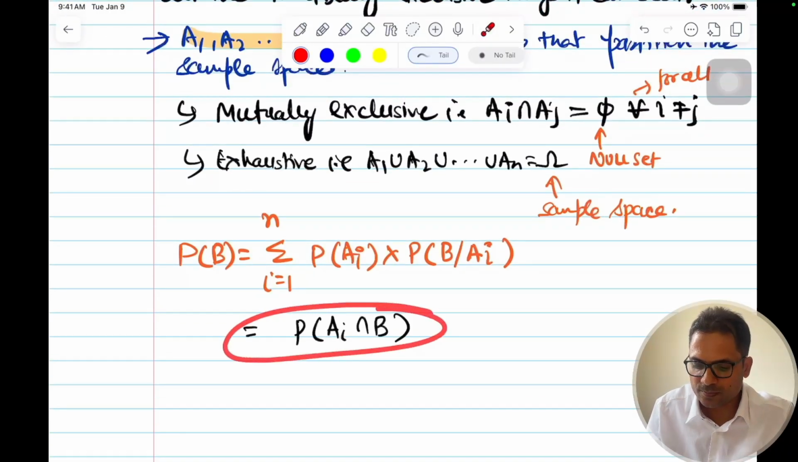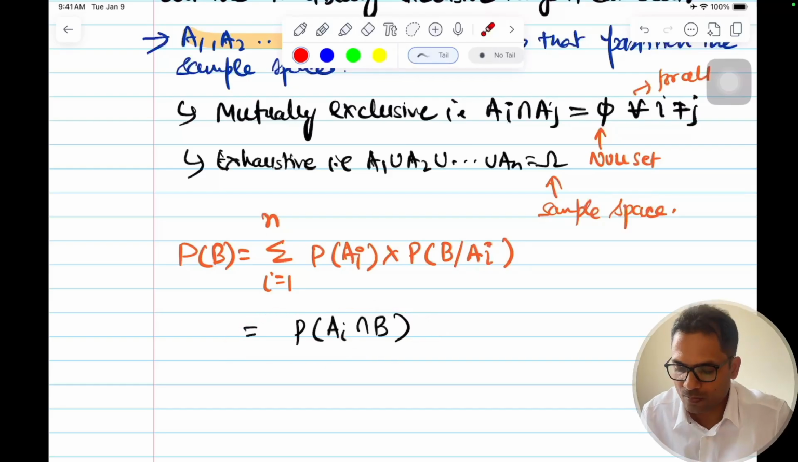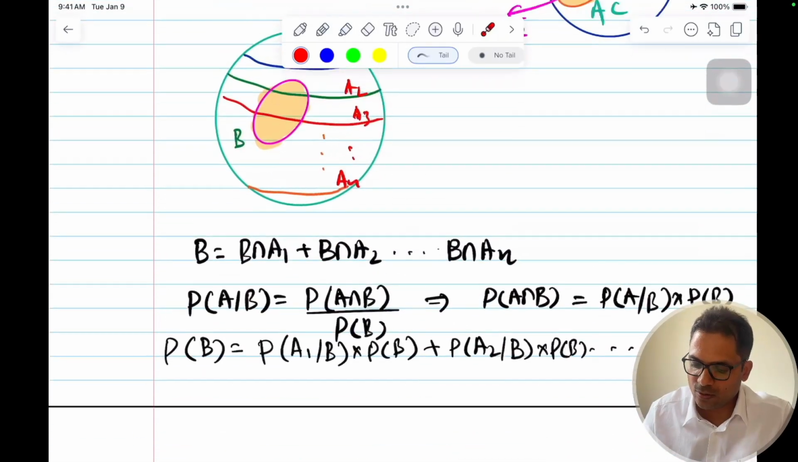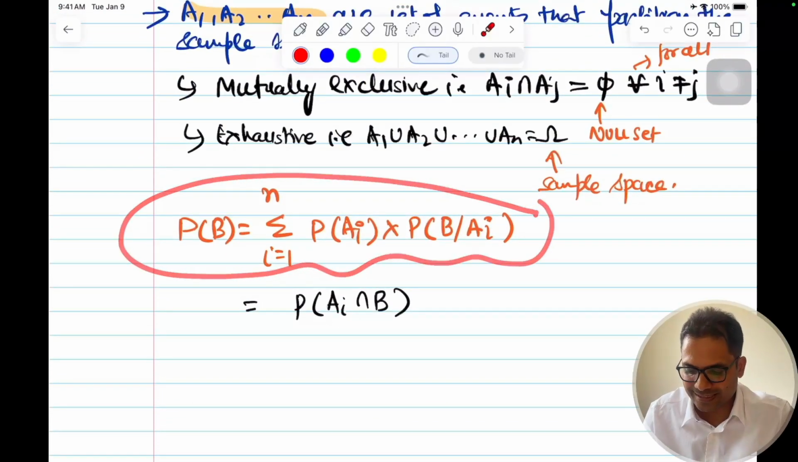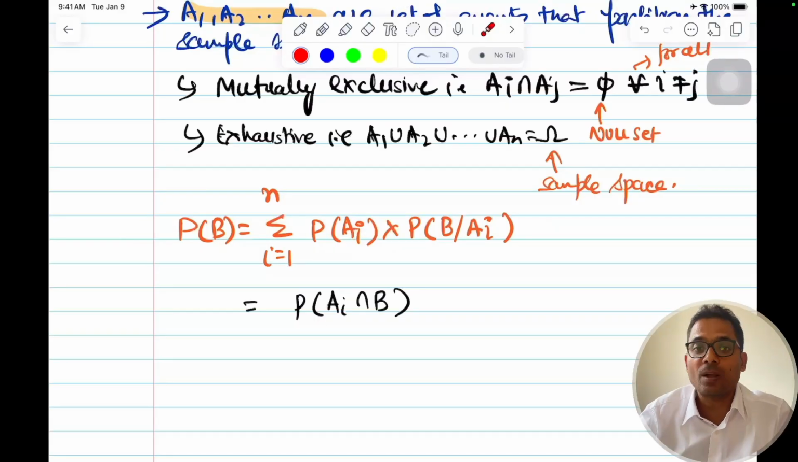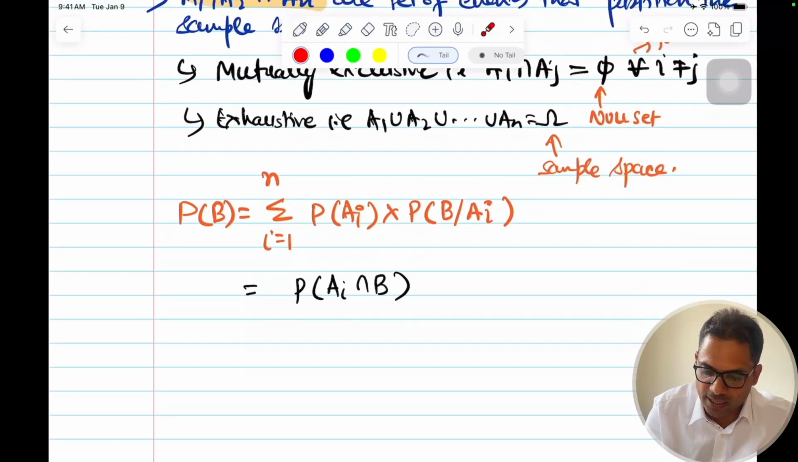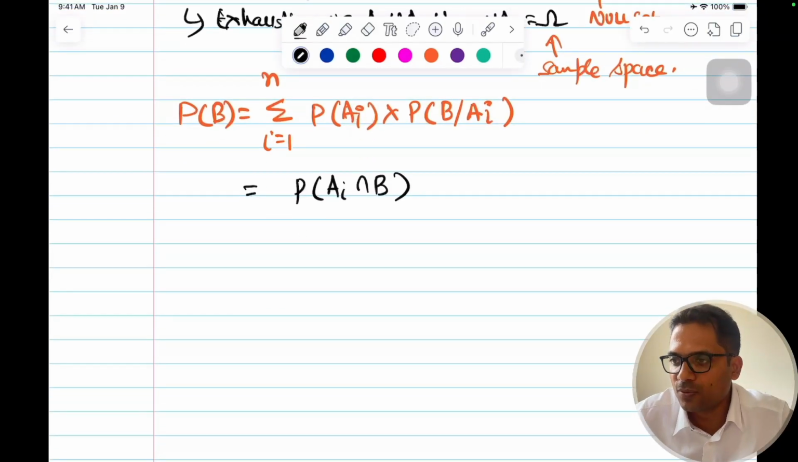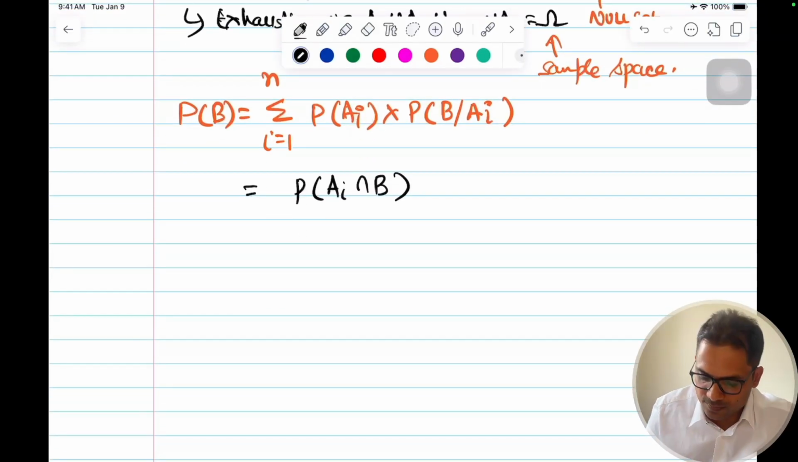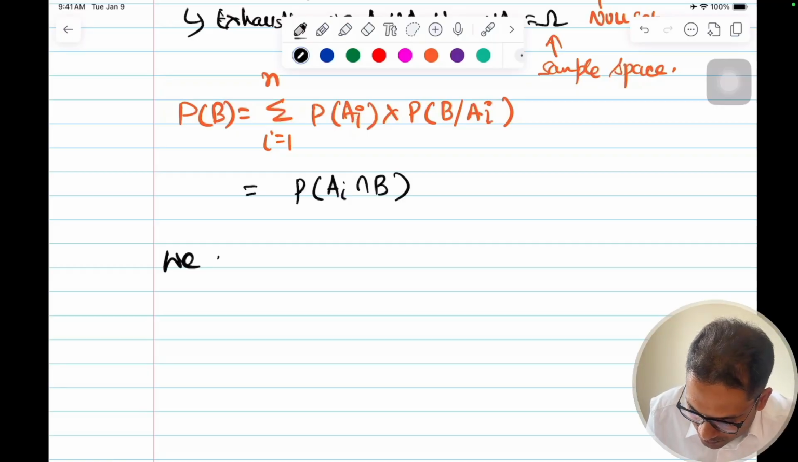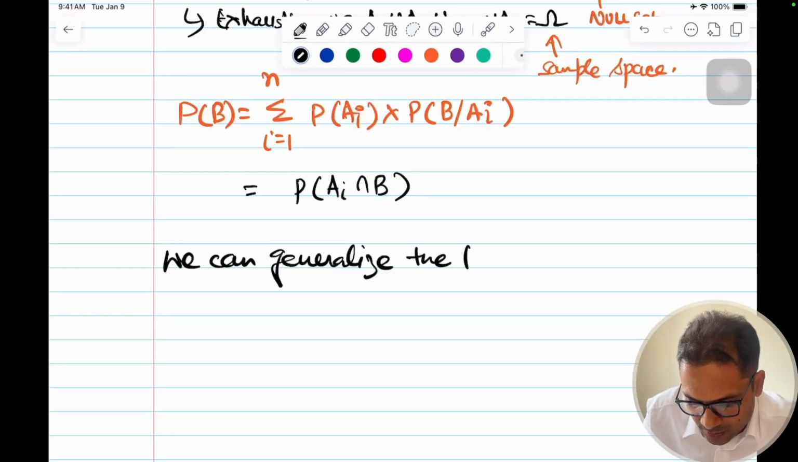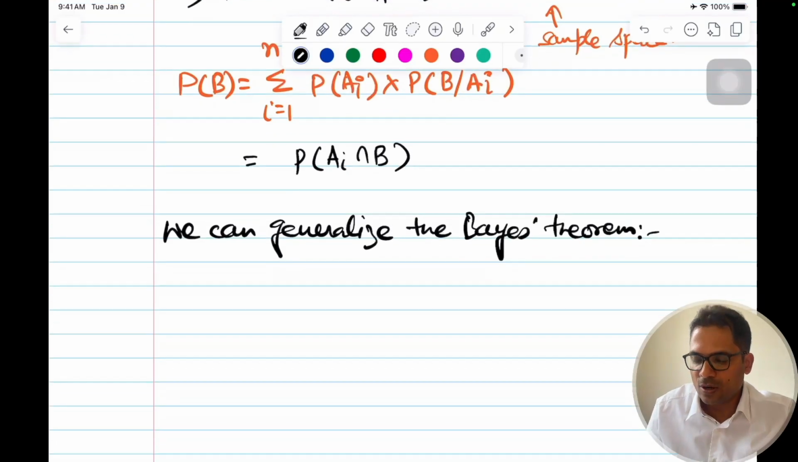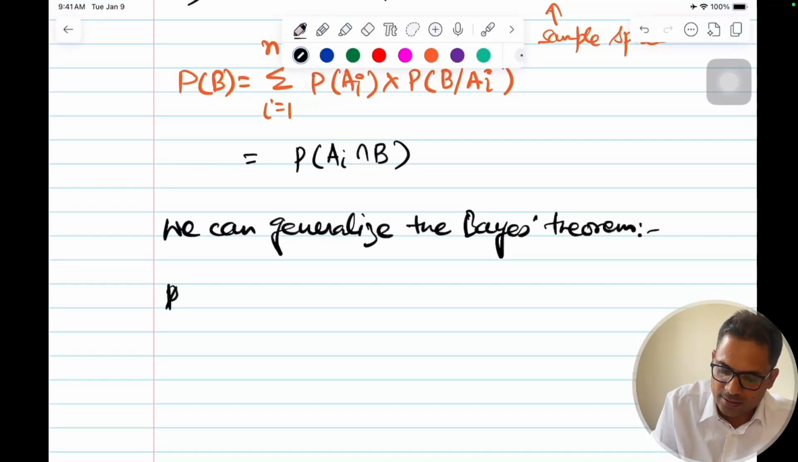I hope you get this point. So from the chain rule, we brought it down to this part. And now if you plug this in the Bayes theorem, from where we came, what will we get if we generalize it? So now we can generalize the Bayes theorem using this law of total probability. How will it be? Let me write it in a different color.